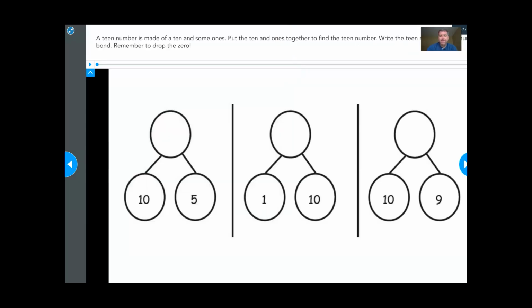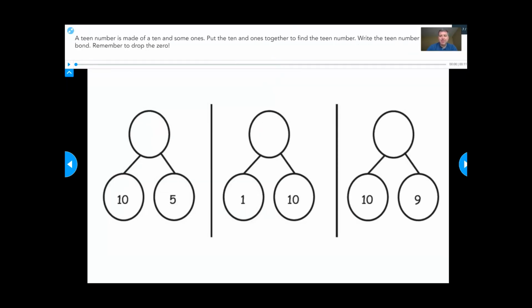Okay? All right. And then we have some 10 frames. You're going to write the teen number. A teen number, remember, is made of 10 and some ones. Put the 10 and ones together to find the teen number. Write the number in the number bond. Remember to drop the 0. So you're going to start with 10, friends. No matter where that 10 is, start with the 10. You're going to use the 1, but drop that 0. We don't need it. And then write the ones, which is 5. So 10 and 5 is 15.